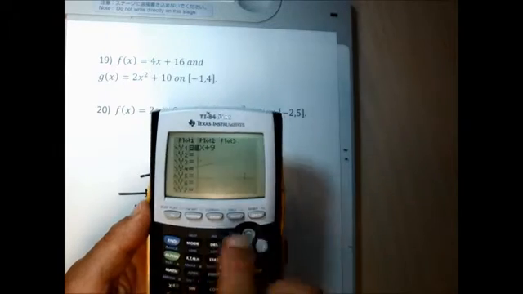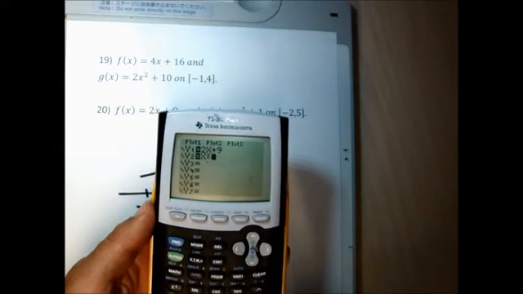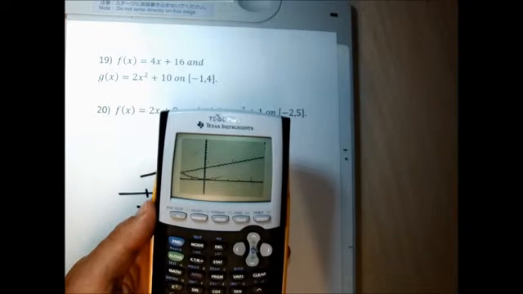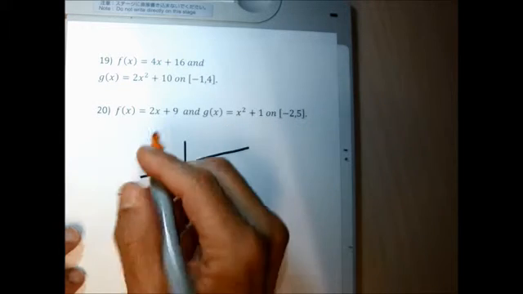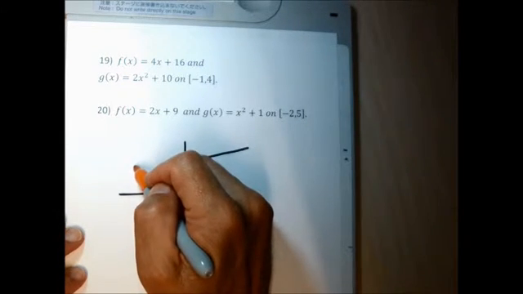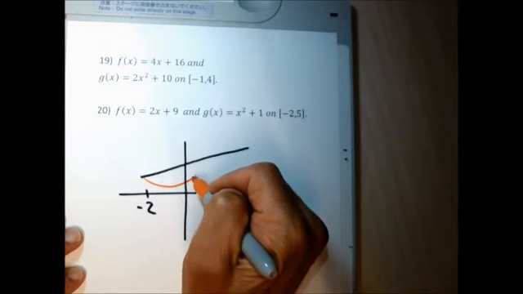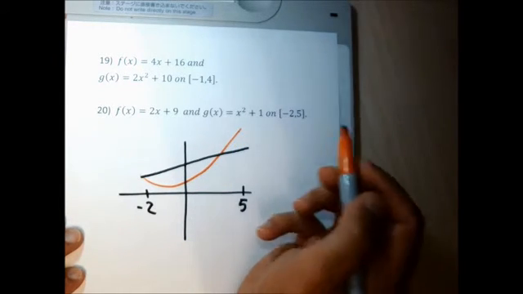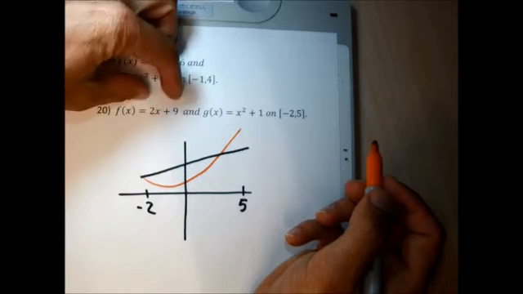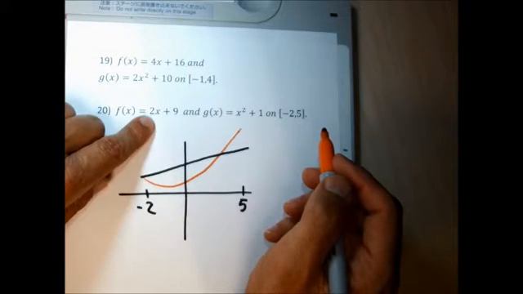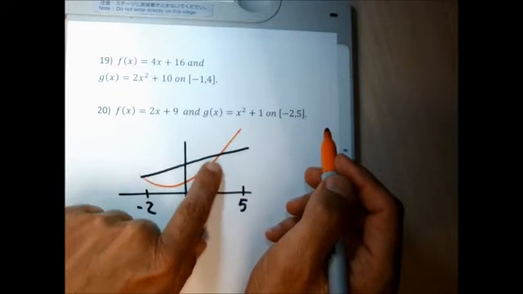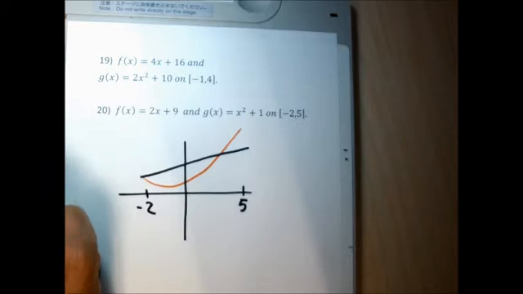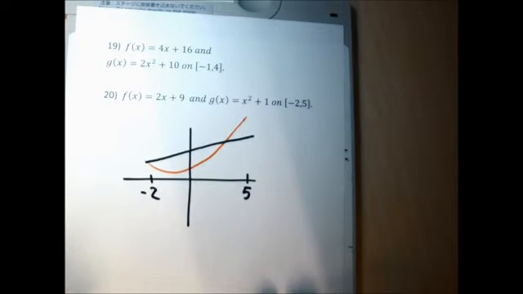Now I'm going to do the x squared plus 1 over that same window and graph it. And there they do cross. So it looks to me like the line is on top between negative 2 and this value of x, and between this value of x and 5, the parabola is on top. I need to get this value of x. If I can go second calc intersect and it comes out to an integer, I'll take my calculator answer. If it comes out to an ugly decimal, I need to do it by hand.